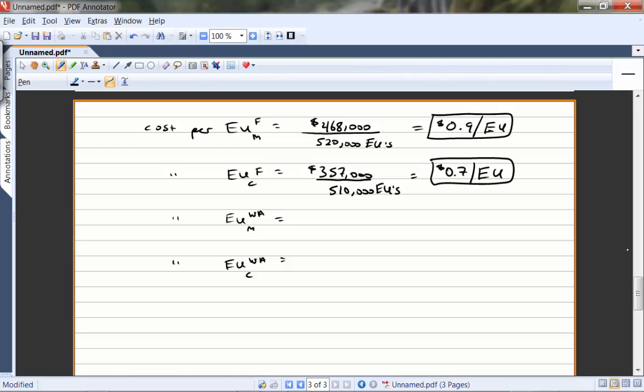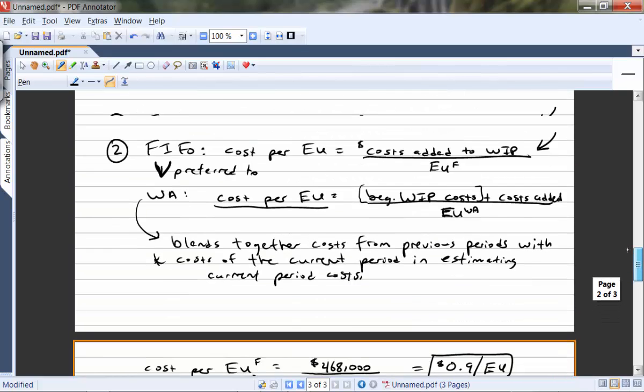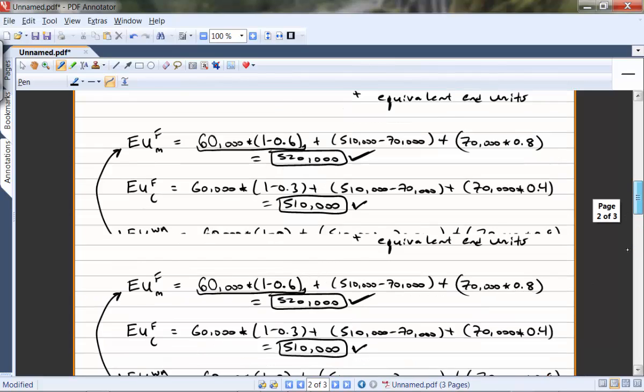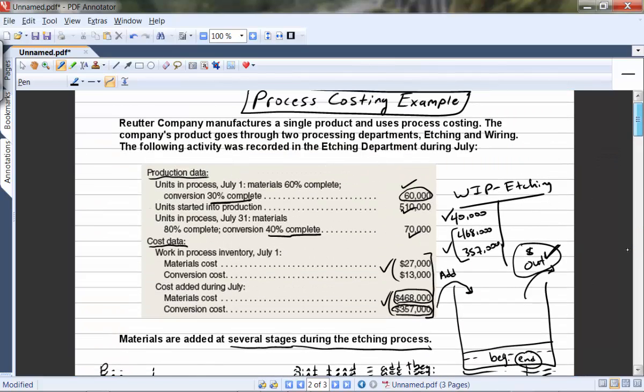And then the same for weighted average, we've got to do sort of the same process. But here's the formula for weighted average right here. So we take the beginning work in process cost for materials plus the cost added for materials over the equivalent units for materials using weighted average. So the beginning cost for materials right here is 27,000 plus the cost added 468.